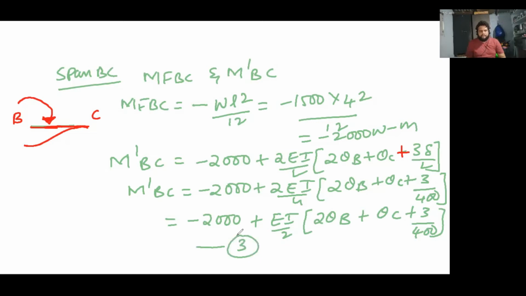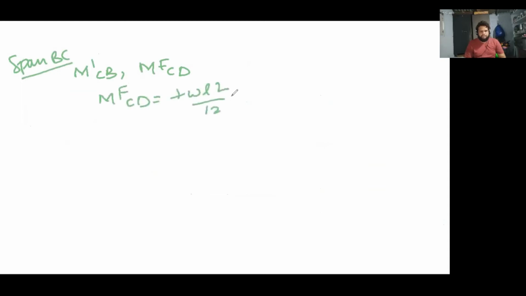Similarly, I have to go for equation number 4, that is M dash CB. So for calculating M dash CB, I also have to calculate MFCB. This is also in the same span BC. Okay, so if you observe this, MFCB will become how much? MFCB equal to plus WL square by 12. So W is 1500, L is 4 square divided by 12. This will give you plus 2000 Newton meter.